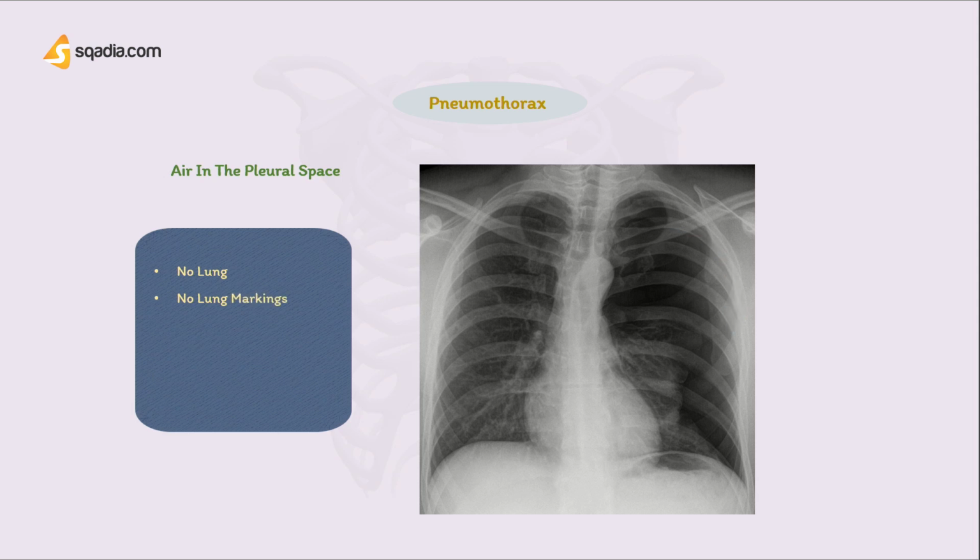Check for a mediastinal shift. Shift of the mediastinum away from the side of the pneumothorax indicates a tension pneumothorax. And more prominent vascular markings are also seen in the opposite lung.